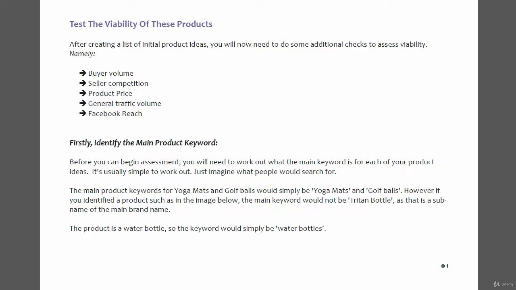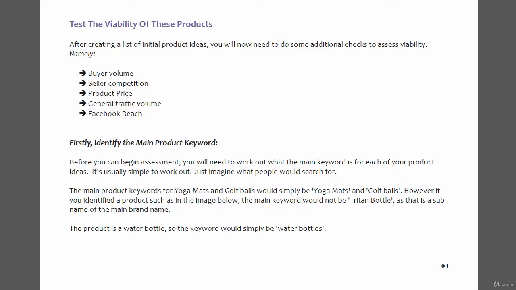There is a demand, there isn't too much competition, and we want to know for sure, 100%, that money will be made. So to begin with, you will need to identify the main product keyword for each of your product opportunities. In most cases this is going to be simple. If you noted down yoga mats, that's what people would search for. Again, this is the main product keyword, what people would search for on Amazon in order to find this particular product. Golf balls, okay, that's going to be golf balls. People are going to be searching for golf balls.